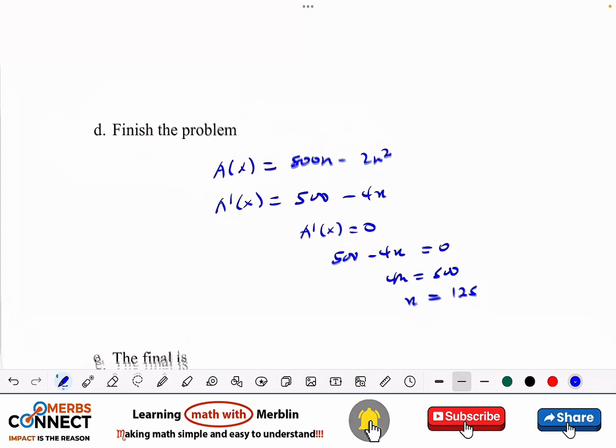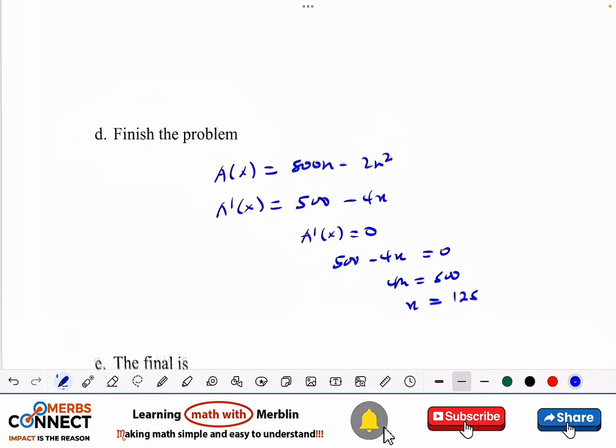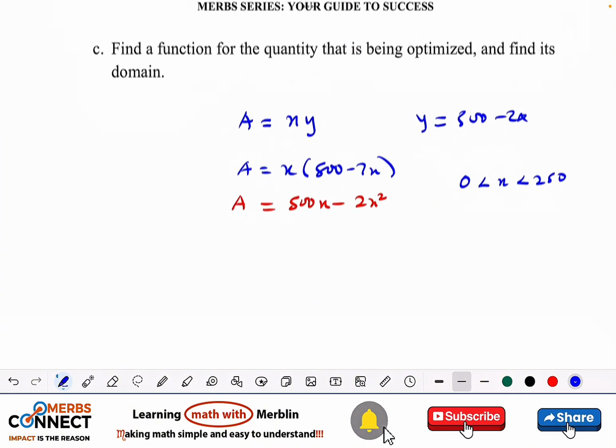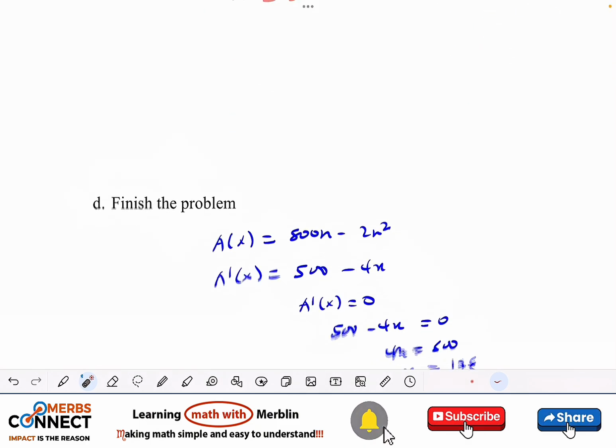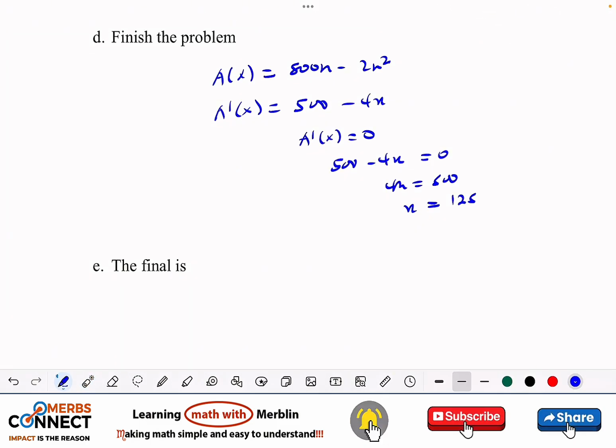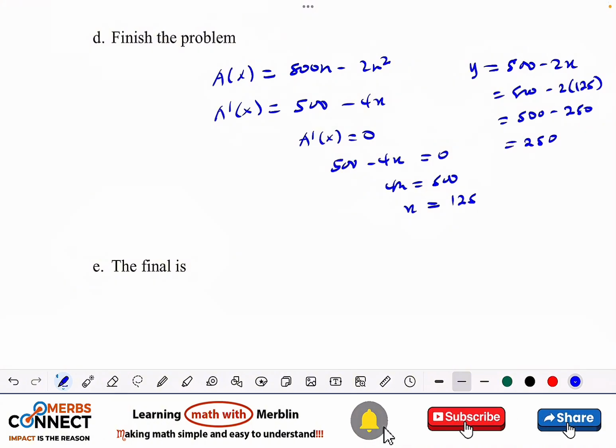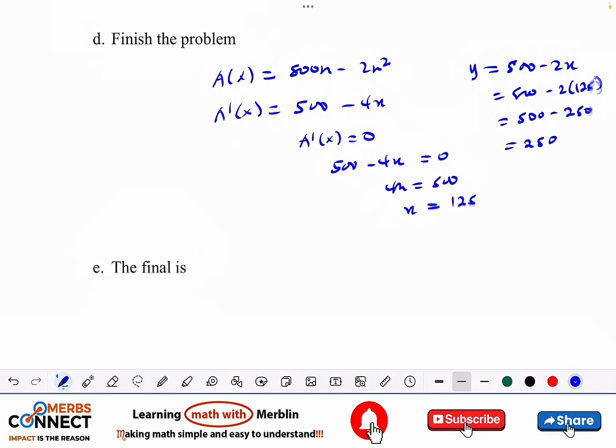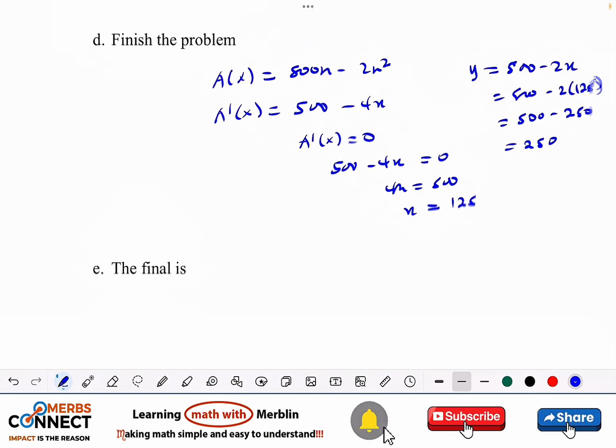Good. So that is x. Now that we have x, we know that y is equal to this, so we can find y. We know that y is equal to 500 minus 2x. So 500 minus 2 times 125 is going to give us 500 minus 250, and this is going to give us 250. So y is equal to 250.